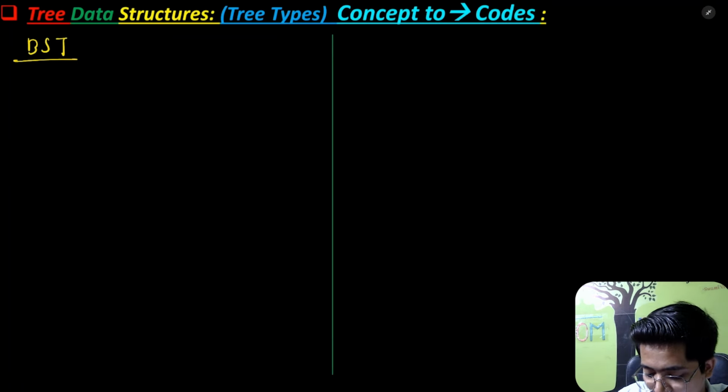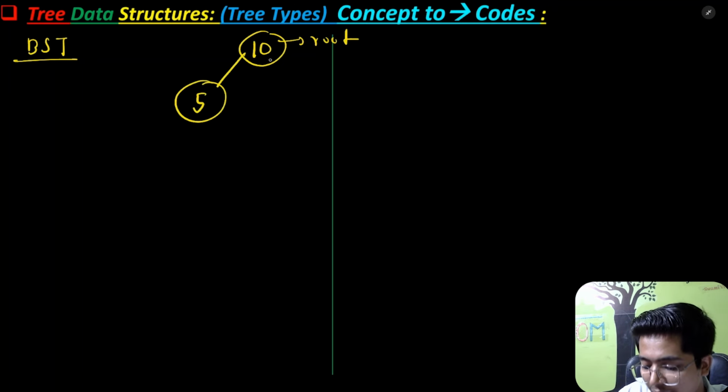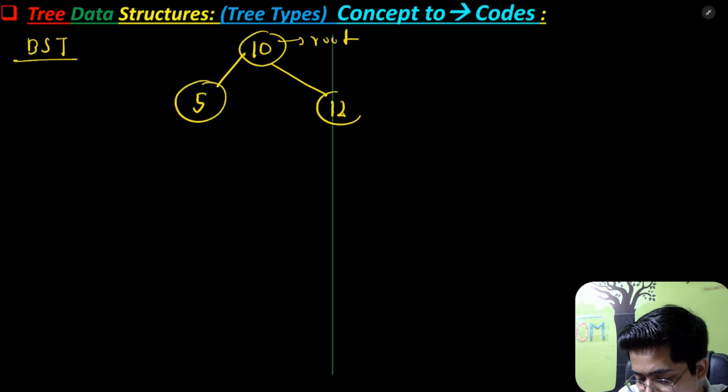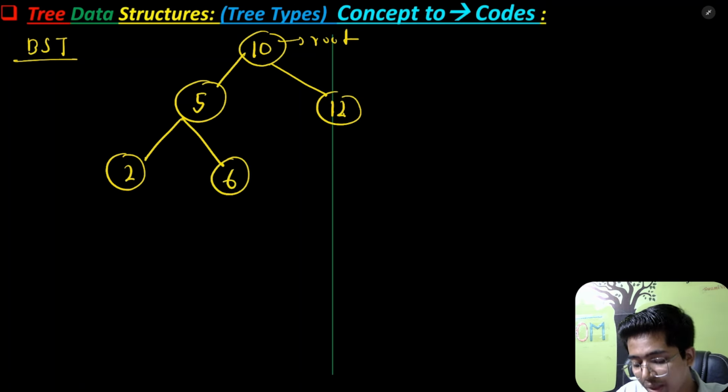Let's take this tree, 10. This 10 is the root node. Now we are inserting 5 here. Just observe, we inserted 5. And again we are inserting a node here, 12. This is on the right side. Now again we are inserting an element here, that is 2. And we inserted the element 3 on that side, or 6.